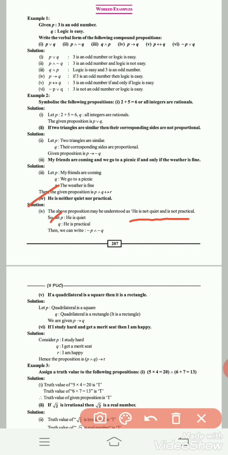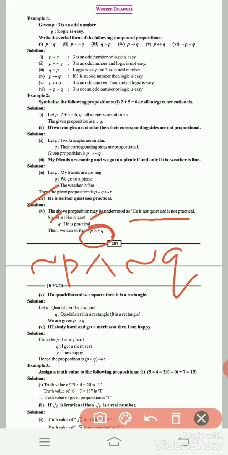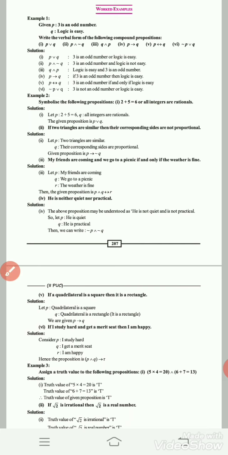Here these two are connected by the symbol and. The meaning of he is neither quiet nor practical is: he is not quiet and he is not practical. These two are related by the symbol and. But the P statement is quiet, and here neither quiet means negation P. Second statement, negation Q. These two are related by the symbol and. Therefore, the symbolic form is negation P and negation Q.